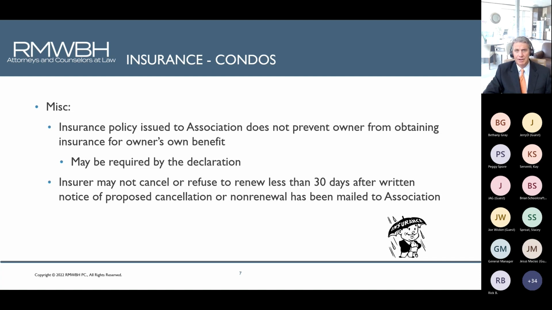And again, some of the governing documents actually require it. Also, an insurer may not cancel or refuse to renew less than 30 days after written notice of proposed cancellation or non-renewal that's been mailed to the association. Getting these policies into place takes time. You're making sure that you have adequate insurance. Again, we're going to cover a little bit more of that in the future. What you don't want is a situation where an association is told in a very short period there's not going to be a renewal, and everybody's scrambling. And so that's what is covered in this regard.